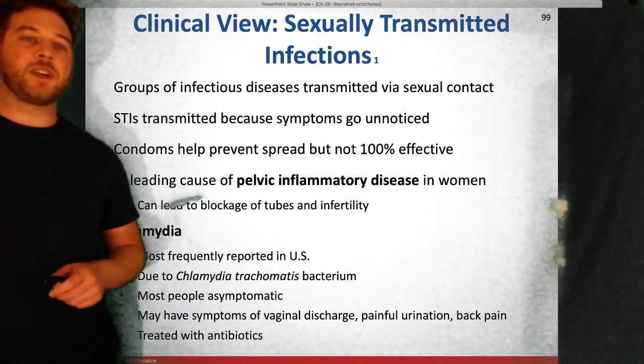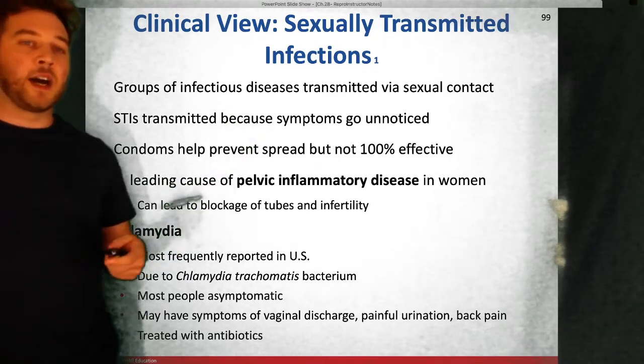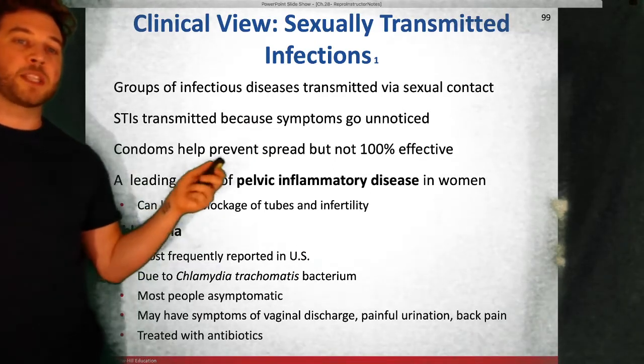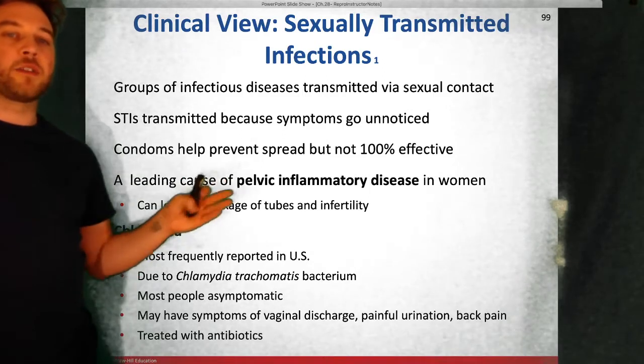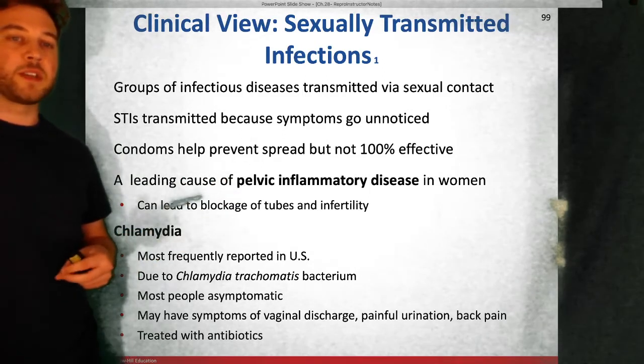Okay, sexually transmitted infections are a group of infectious diseases transmitted via sexual contact. STIs usually go unnoticed. Condoms help prevent the spread, but are not 100% effective. It's a leading cause of pelvic inflammatory disease in women, and can lead to blockage of tubes and infertility.